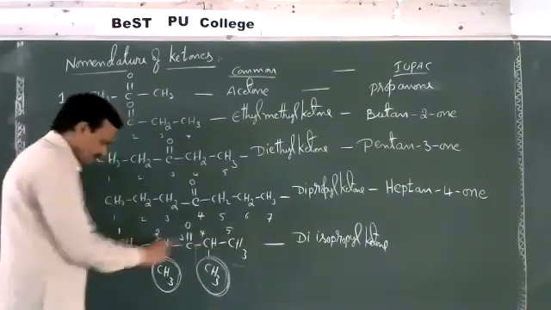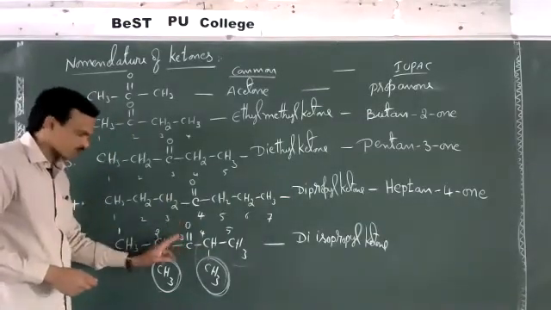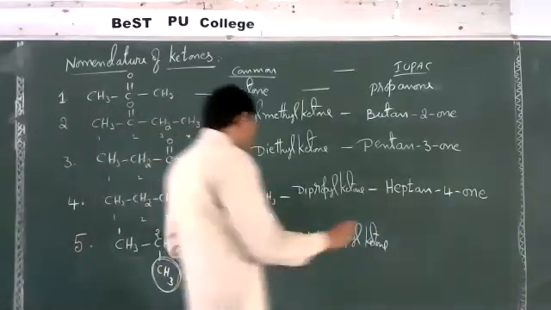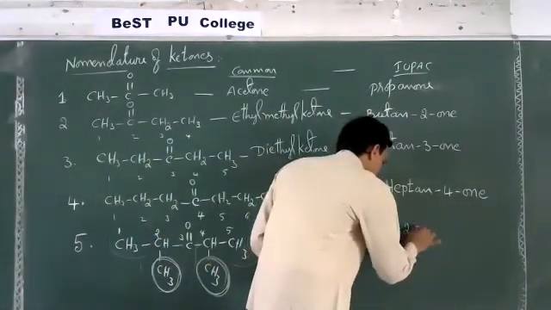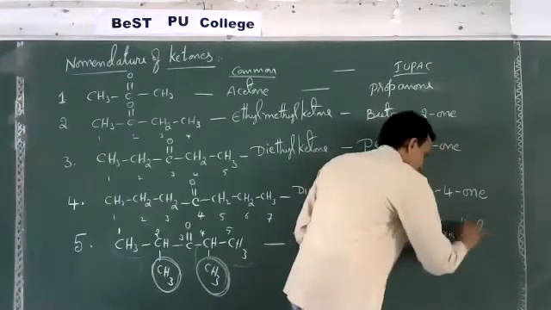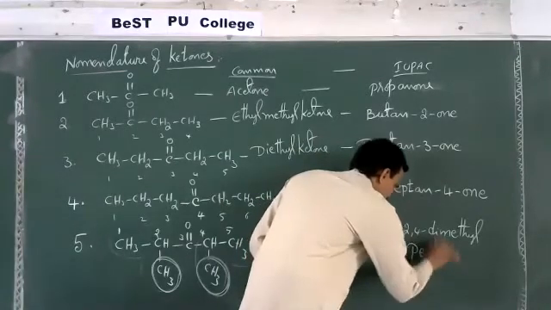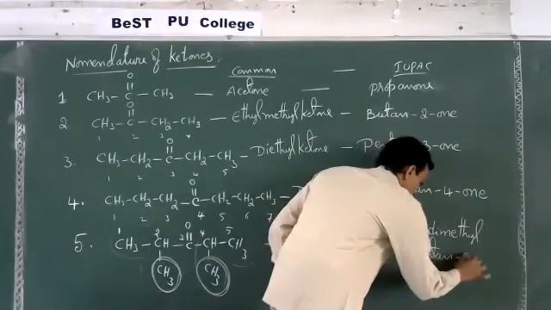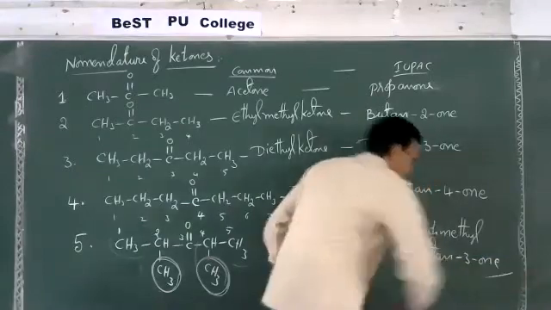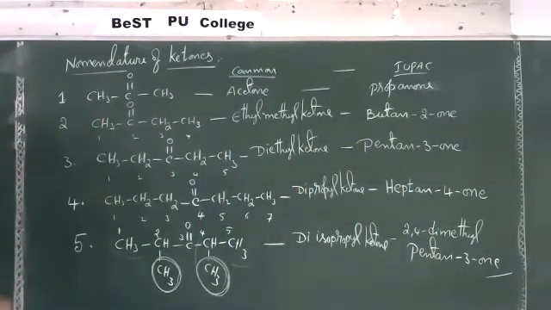Total carbons 5 are there, so pent, single bonds are there, ane, and at the third position the keto group is there, 3-one. Means 2,4-dimethyl pentan-3-one. So this is the IUPAC name of this compound.